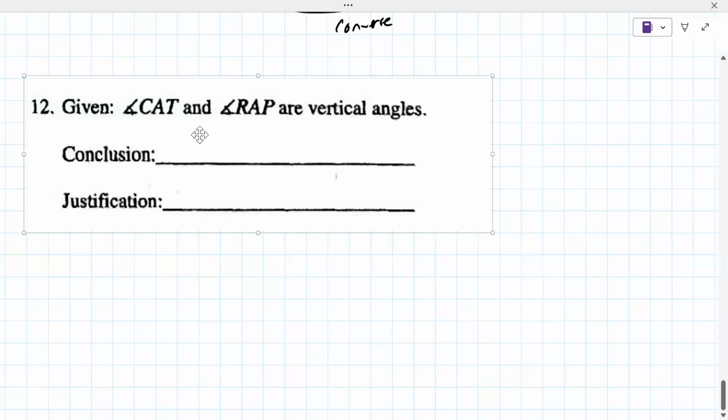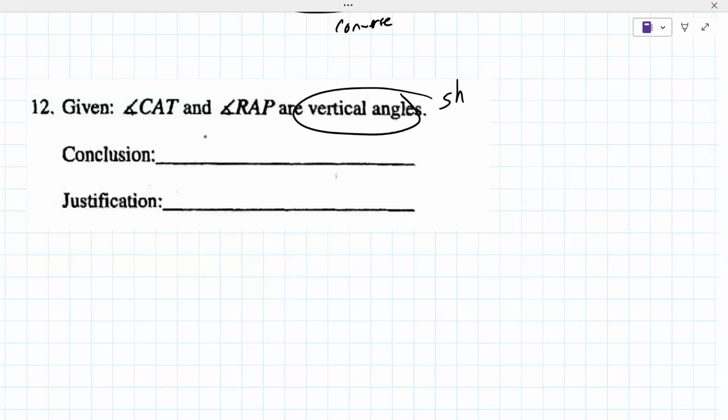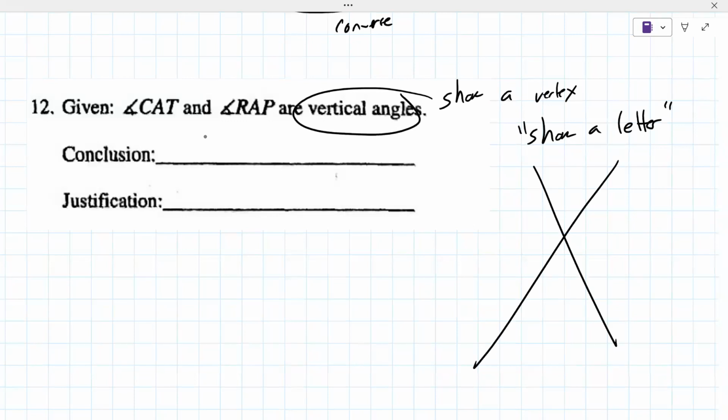CAT and RAE are vertical angles. Now, vertical angles share a vertex, which means they share a letter. And you typically draw vertical angles as an X. That's A. So we got CAT, RAE. Or your drawing could look a little different, but be sure to have something down.